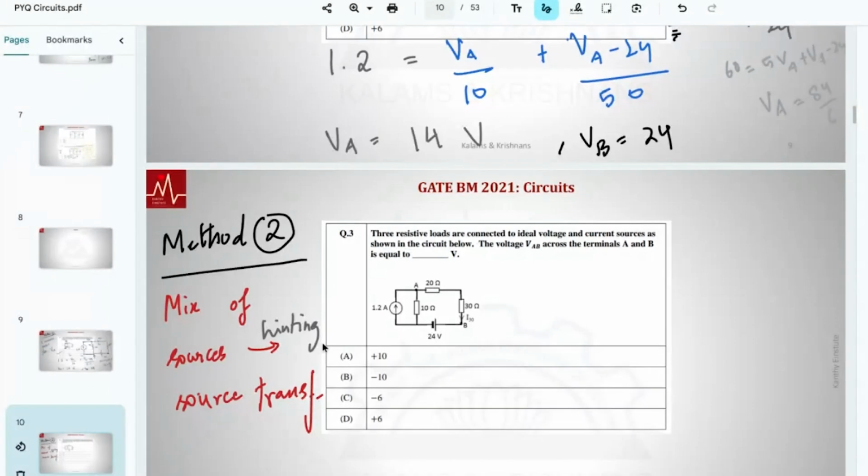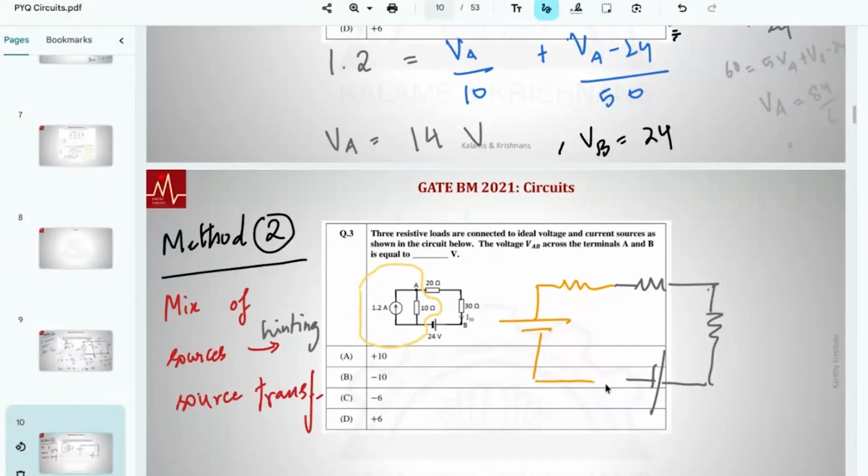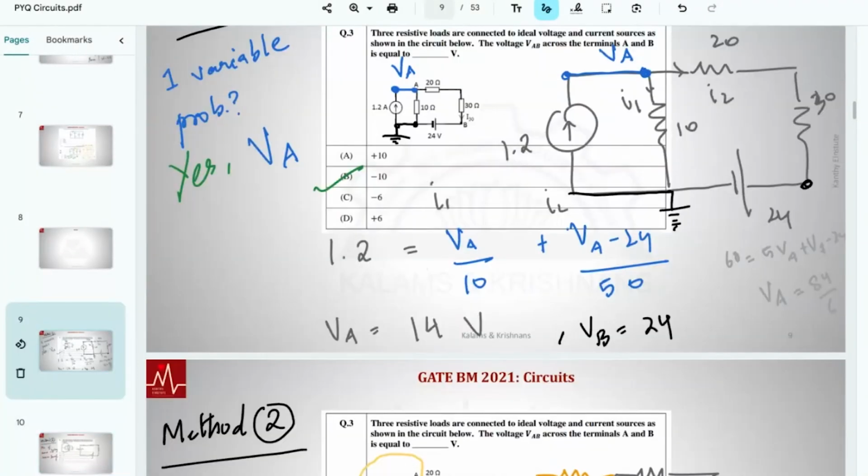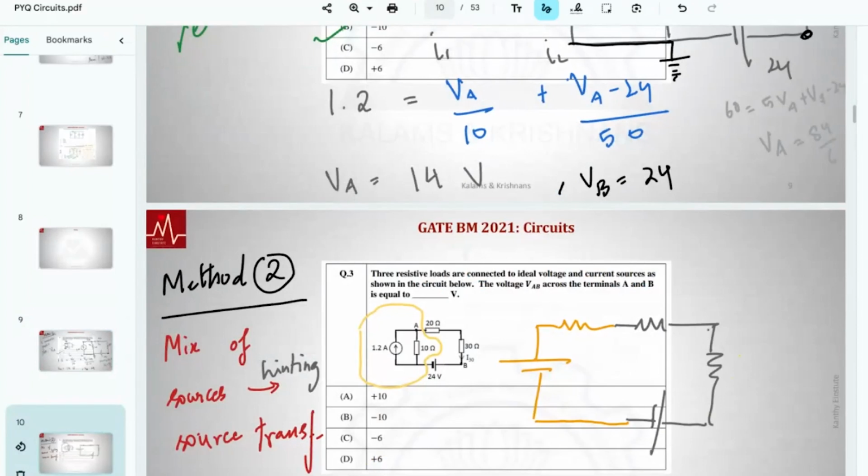So there is a mix of sources that was hinting that consider source transformation. If I transform this, I'm going to get one single loop. Notice if I transform that, I have the rest of the circuit, 20, 30. That part of the circuit, I'm going to do a Thevenin. Since there is just one loop, you can now just write it down. The one equation is the answer. The only difference here is, earlier you wrote one equation directly, you didn't do any transformation. Here, after the transformation, one equation you can quickly get.